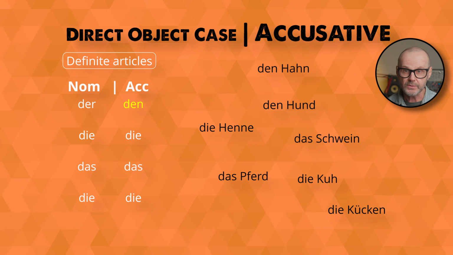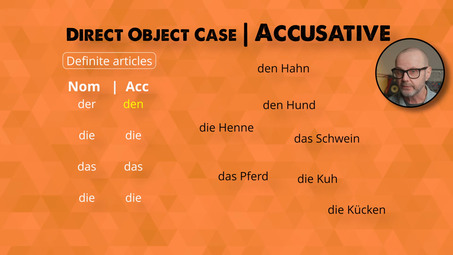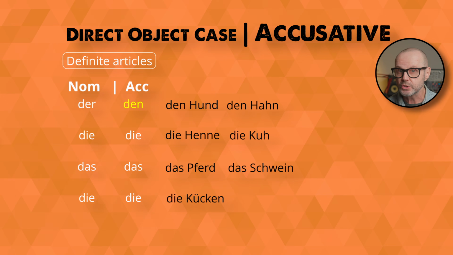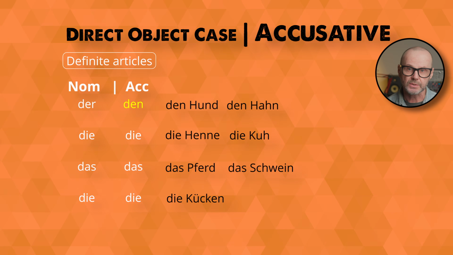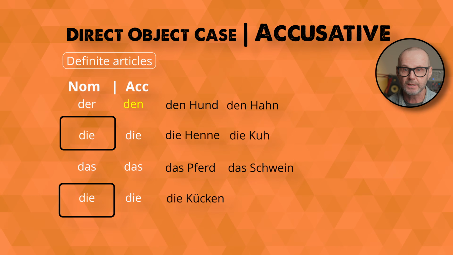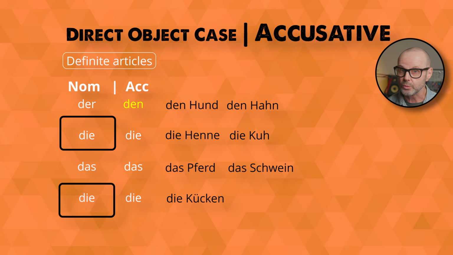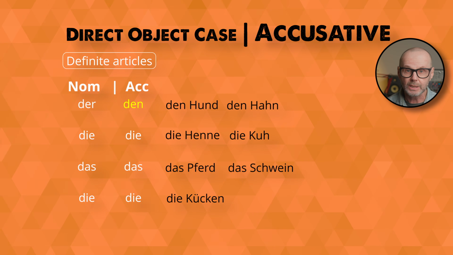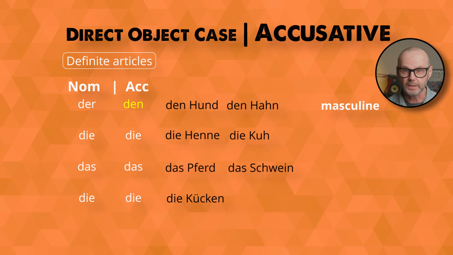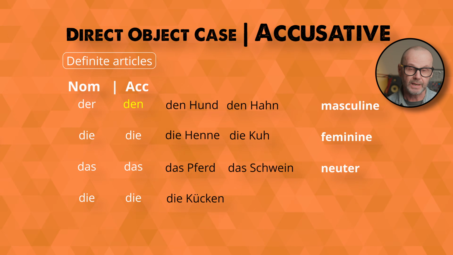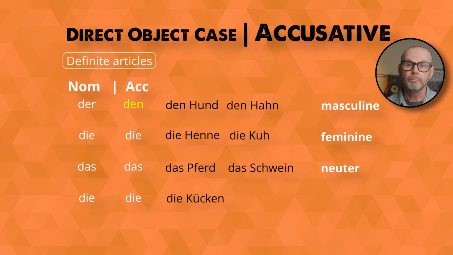If you look at these nouns, I think we can agree that the articles help us to distinguish really easily between the genders. We still have the same problem telling the difference between the feminine and the plurals, but otherwise it's pretty clear what they're telling us. This one's masculine, this one is feminine, and this one is neuter. And there's even better news.